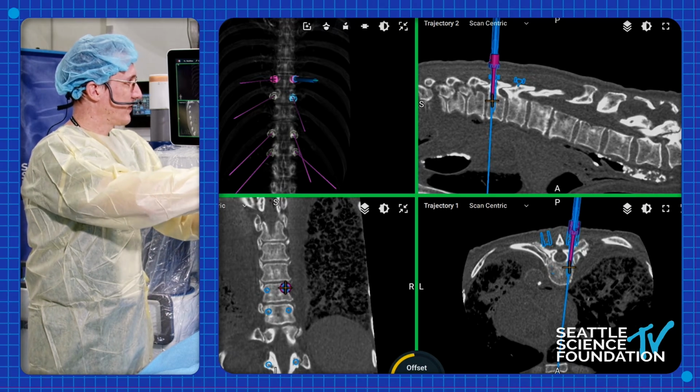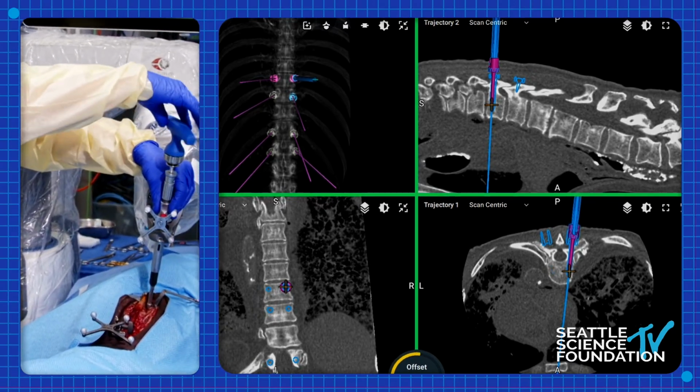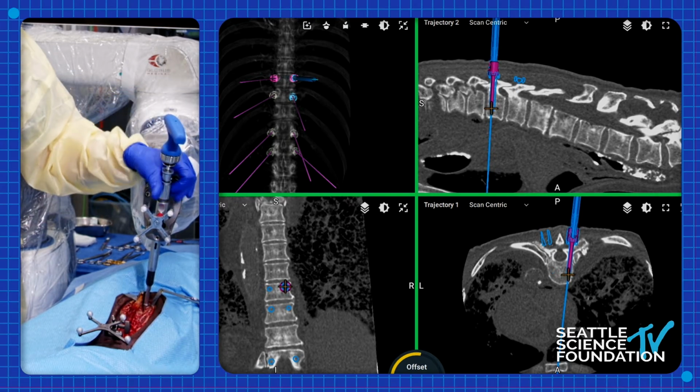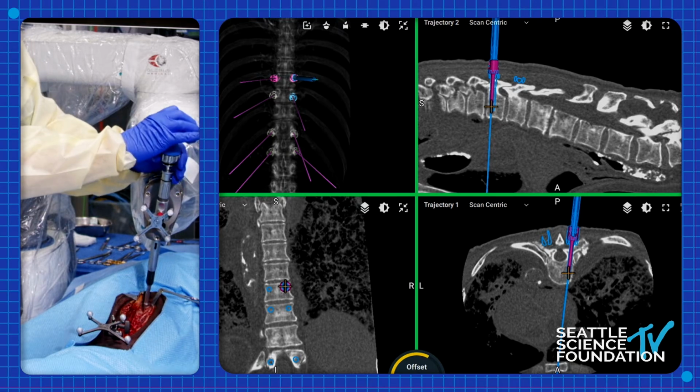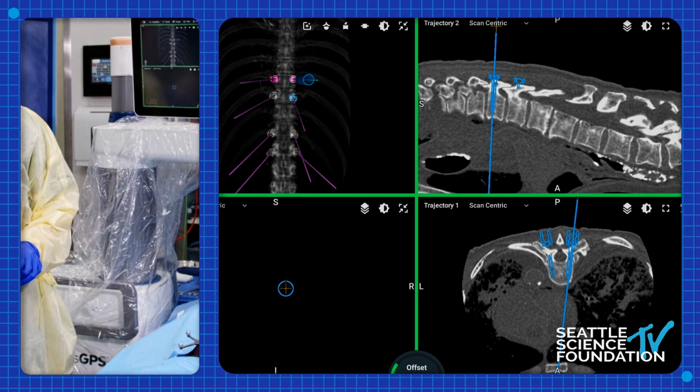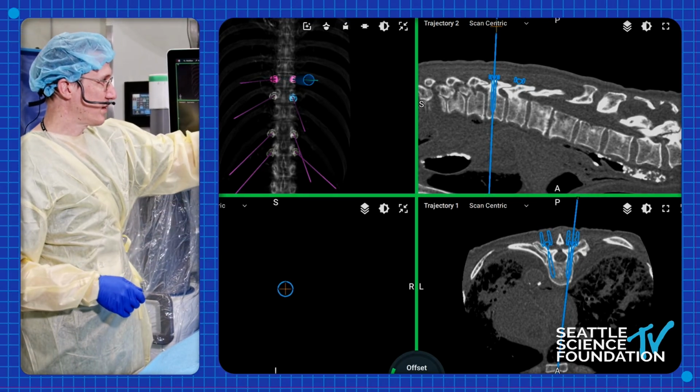I cannot emphasize how important psychologically having the little check mark is. It makes us all feel a lot better. But we also trust and verify, so I do actually use neuromonitoring to check. And my threshold is generally 12 milliamps. Dr. Rao, would you like to place a screw?